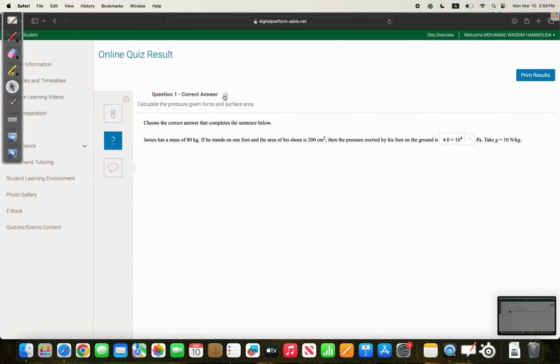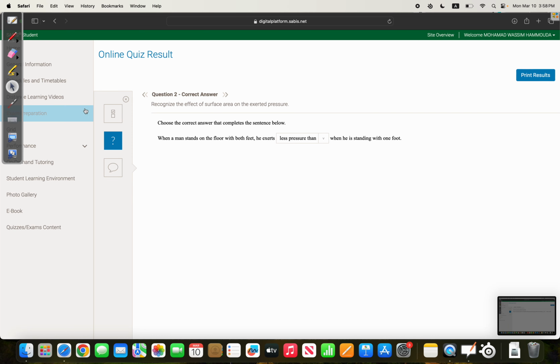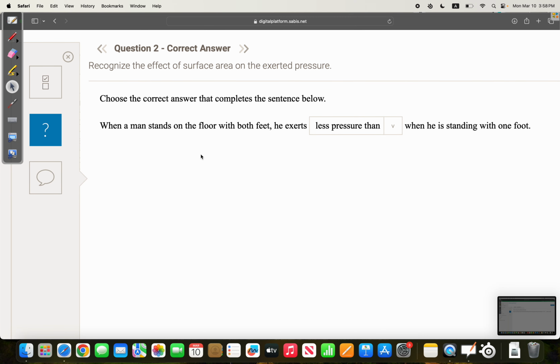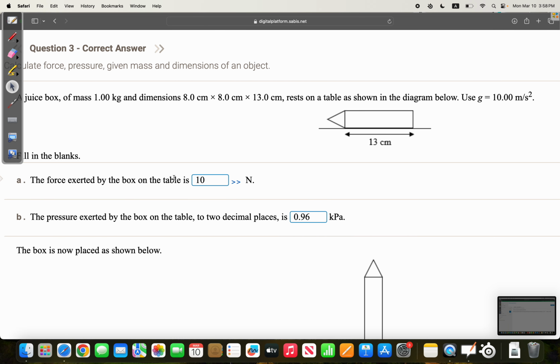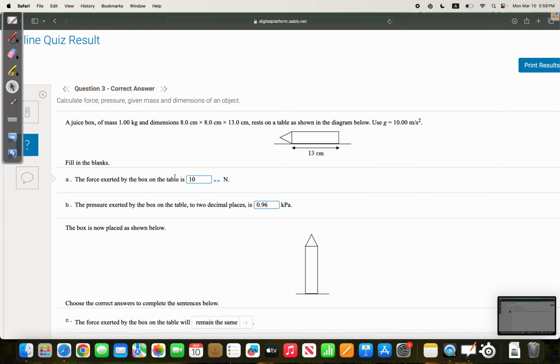Okay, question 2. When a man stands on the floor with both feet, he exerts less pressure than when he is standing on 1 foot. This is because when he's standing with both feet, there is more surface area, which makes the pressure less. Number 3. A juice box of mass 1 kilogram and dimensions 8 by 8 by 13 centimeters rests on a table as shown in the diagram below.